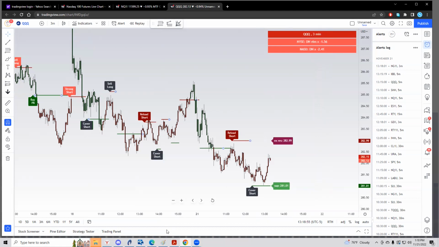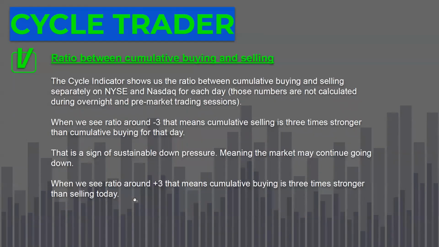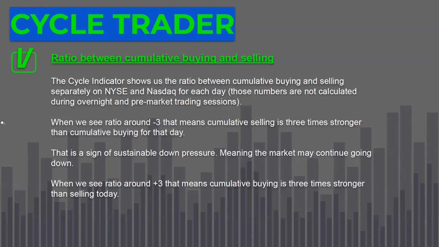Now let me show you that presentation, and I prepared several slides for you. The cycle indicator shows us the ratio between cumulative buying and selling separately on the New York Stock Exchange and Nasdaq for every single day. Those numbers are not calculated during overnight and pre-market trading sessions.